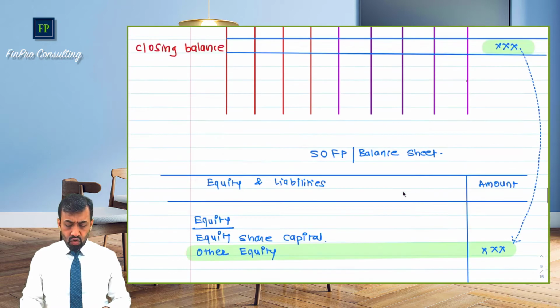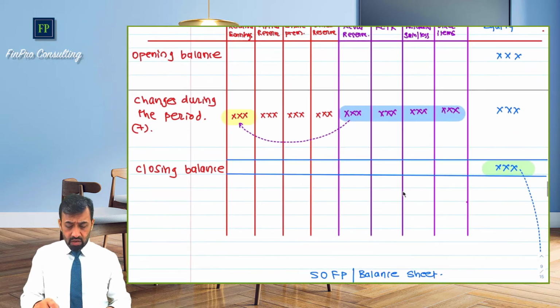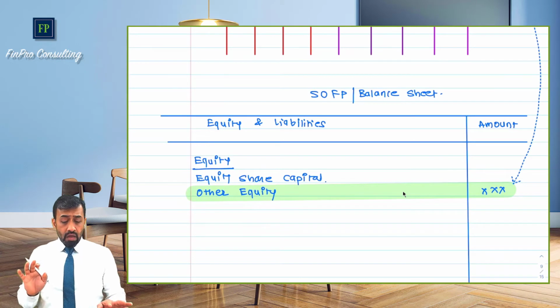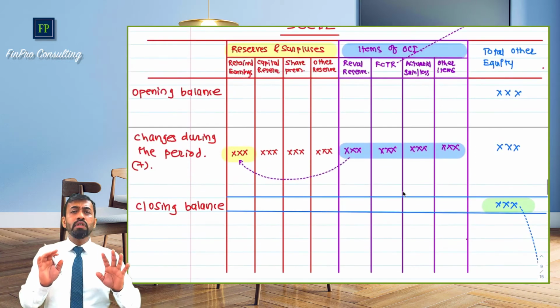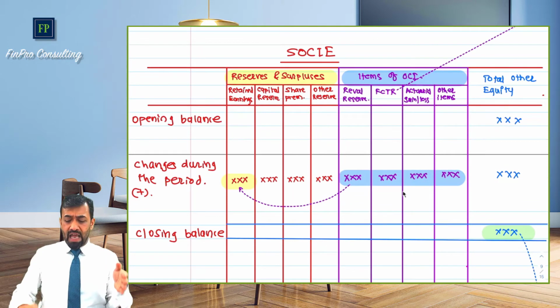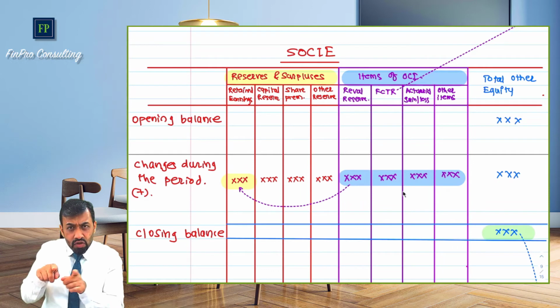From SOCI, this total equity, considering the opening balance and changes during the year, will go to the other equity in the balance sheet, equity and liability side. All right. The point is, sometime in the entire life of that asset or liability, there will be a transaction with respect to that asset.